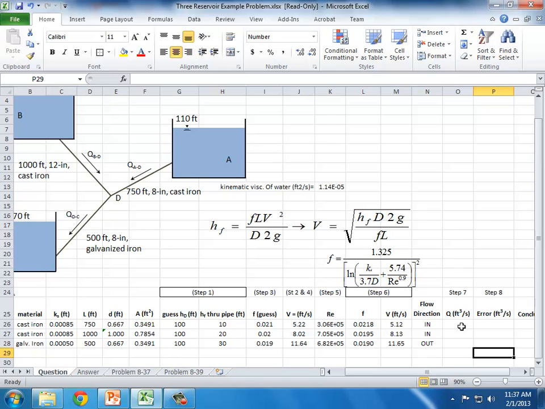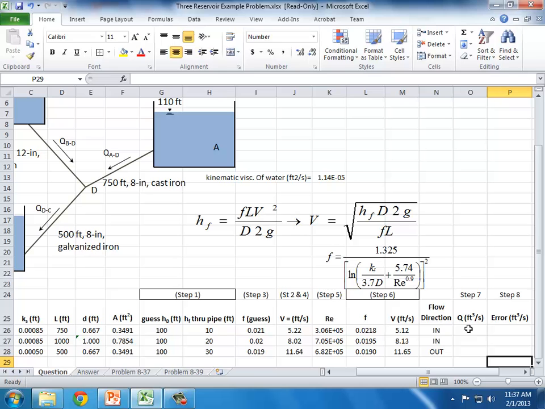Any questions? Okay, so our flow rate is going to be easy to calculate. It's just the velocity times the area. And then for error, what we want to do at the bottom here is have all of the ins minus all of the outs.